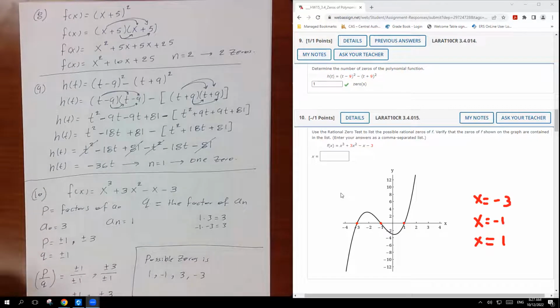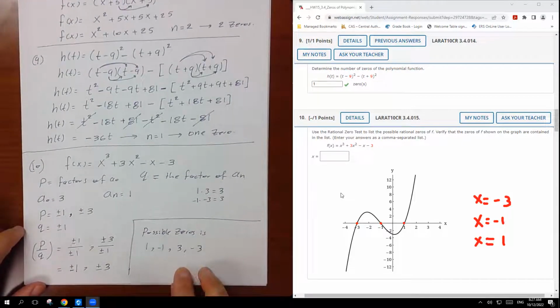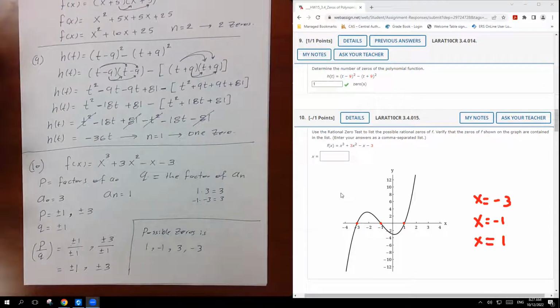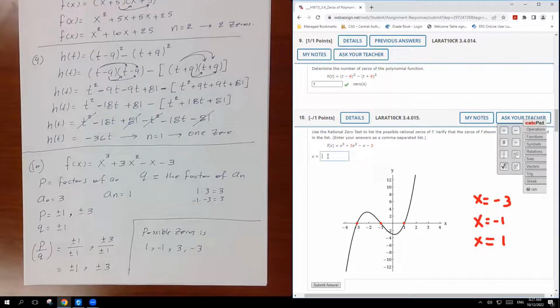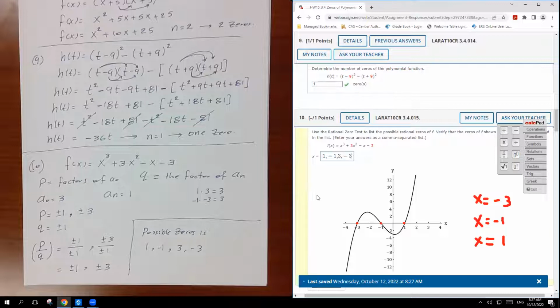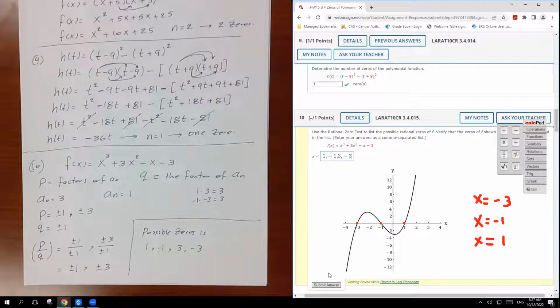I'm sorry, could you move the page up a little bit? Thank you. So we have 4 possible zeros. These are not the actual zeros. They ask you just to find the possible zeros. Possible zeros, we have 1, -1, 3, -3. But 3 of these numbers are the actual zeros. We're going to learn in the next example how to use synthetic division to find the actual zeros. So these are just the possible zeros.